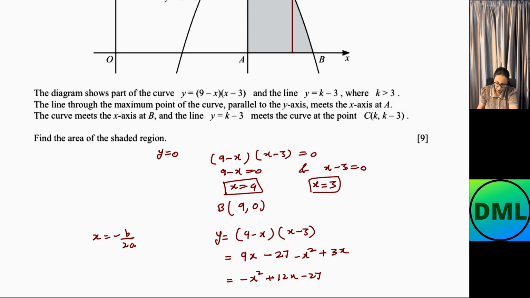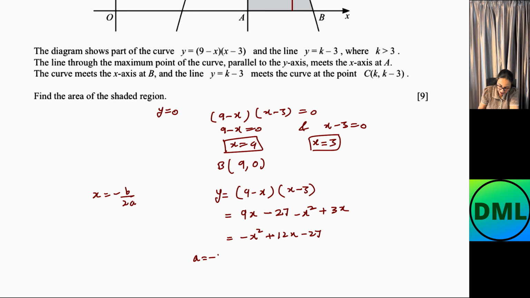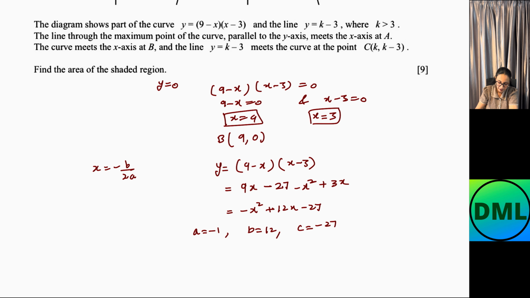This is my curve. For that curve, I need to see the values of a, b and c. My a value is -1. My b value is 12. And my c value is -27. I need to get the maximum point, in which I have to substitute these values into x = -b/2a. Let's substitute that here. x = -b, b is 12, divided by 2 times a, which is -1. This will be equal to -12 divided by -2. The minus cancelled, 2 cancelled from 12 and it will be 6 here. So my x = 6. The coordinates of A are (6, 0).